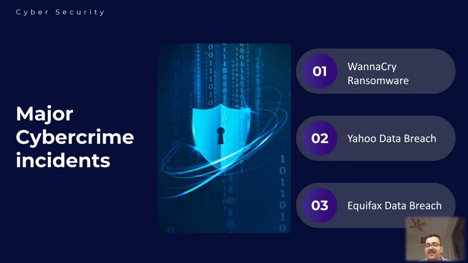Now, let's see the major cybercrime incidents which I was talking about. Let's discuss some of the biggest cybercrime incidents that shocked the world. First is the WannaCry ransomware attack that happened in 2017, which I had mentioned earlier in the PPT. This affected over 2 lakh computers across 150 countries, caused billions of dollars in losses, and exploited a vulnerability in Microsoft Windows. Second, we are going to look into the Yahoo data breach that occurred in 2013 and 14.